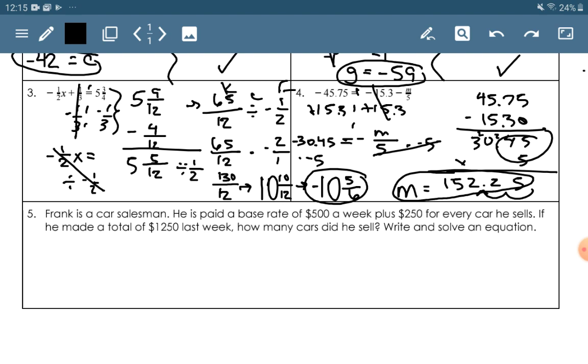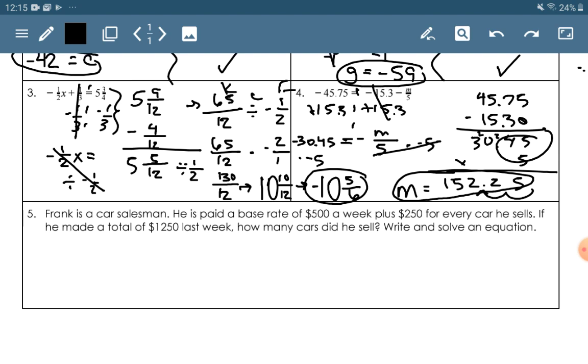Finally, number 5, Frank is a car salesman. He is paid a base rate of $500 a week plus $250 for every car he sells. If he made a total of $1,250 last week, how many cars did he sell? Write and solve an equation.